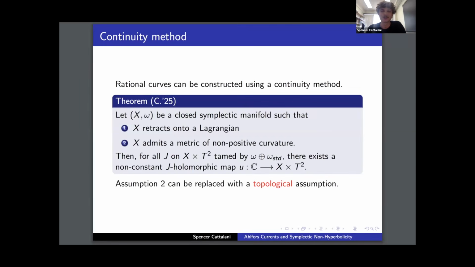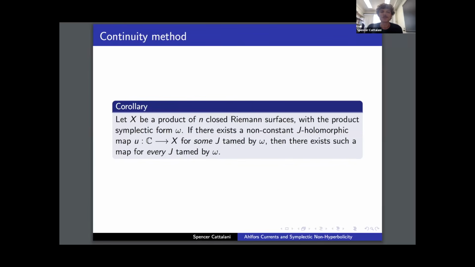This is kind of an abstract theorem. Let me give an example. If you take a product of Riemann surfaces with a product symplectic form, if any J contains a complex line, then every J contains a complex line. So they're like indestructible. And this, if you take all of the Riemann surfaces to be tori, this is Bangert's result. And in general, this answers a question posed by Ivashkovich and Rosay.